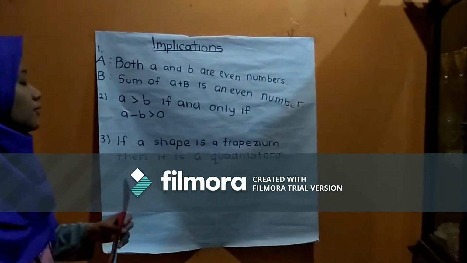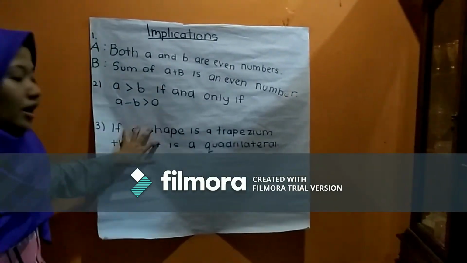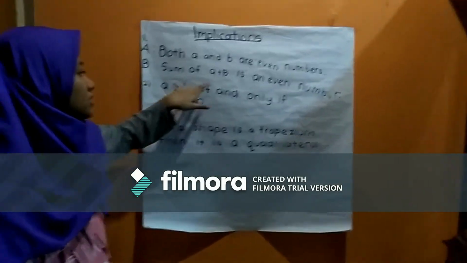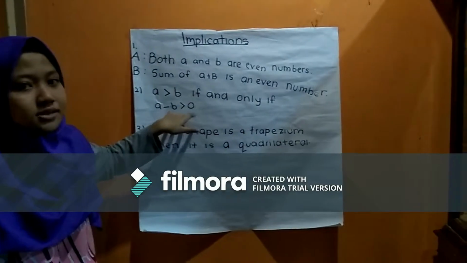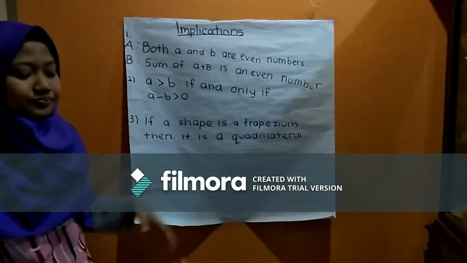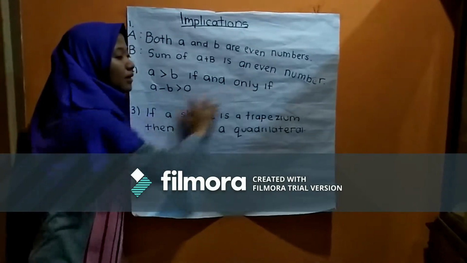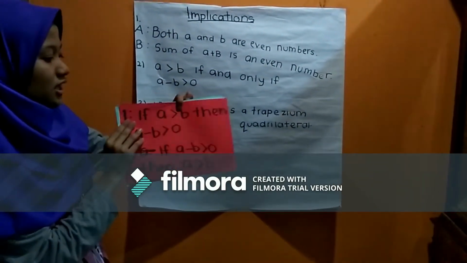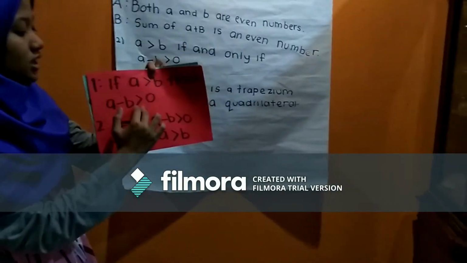From the second question, there are two implications that can be derived. The statement says that A is greater than B if and only if A minus B is greater than 0. So we can derive two implications based on this compound statement. The first implication is that if A is bigger than B, then A minus B is bigger than 0.